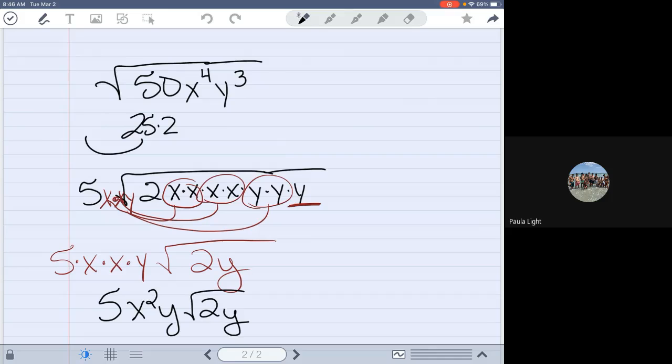The same thing's true if they were asking for a cubic root of y to the 6th. I would expand the y to the 6th.